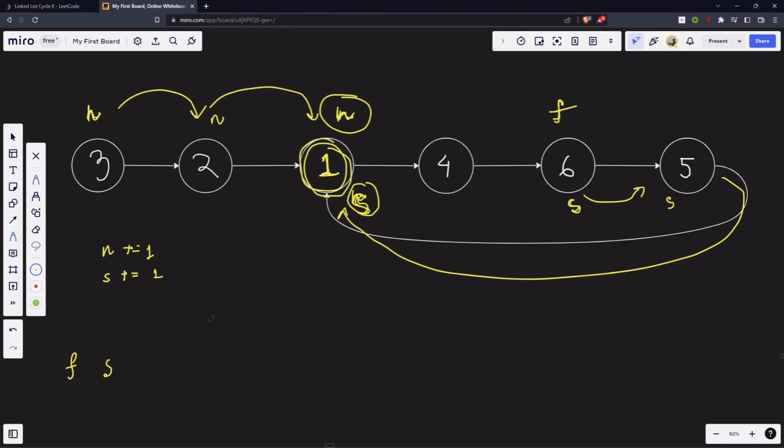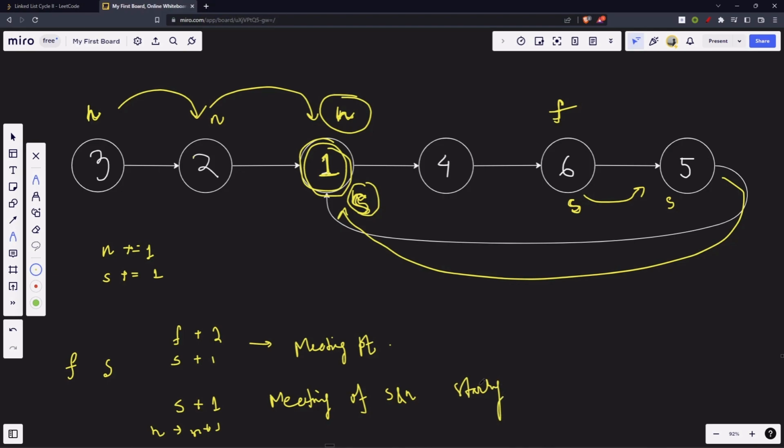Okay. So the algorithm is pretty clear. We are going to start with fast and slow. This moves by two places. This moves by one place. We are going to find the meeting point. Now from the meeting point, slow is going to move by one place, and from head a new node is going to move by one place. Now the meeting point of this slow and this new node from head is going to be the starting node of our cycle. Okay, so this is the algorithm.